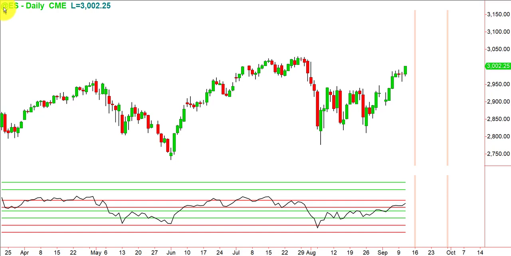So in TradeStation, the way you do that is you type in the @ symbol and then the contract that you want to look at. This only applies to futures naturally. So this is the ES continuation chart, still a daily chart, and I still have got my RSI power zones at the bottom.